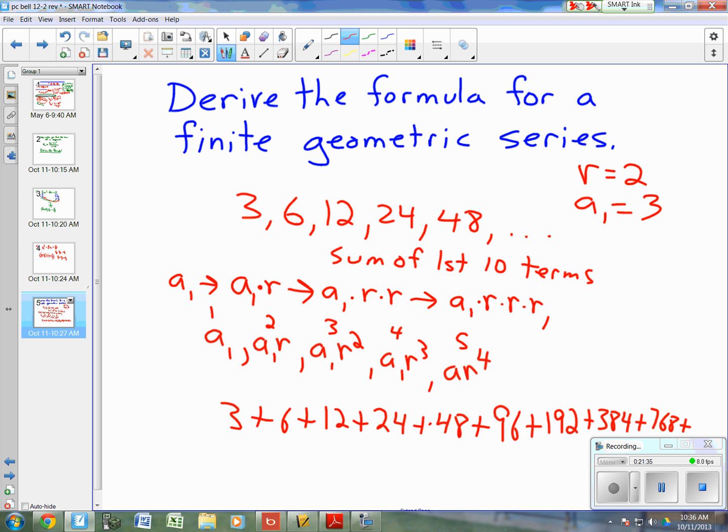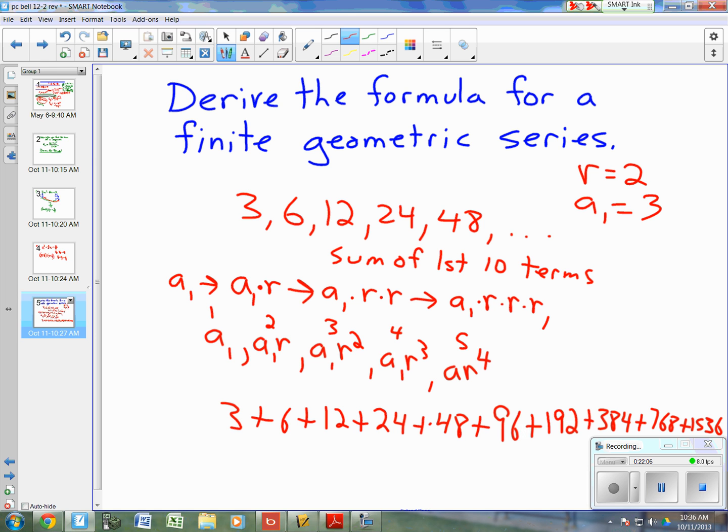1536. And I could add all those up and I could get it, right? But what if all of a sudden I said, find the sum of the first 20 terms? Or the sum of the first 100 terms? Okay, that would be terrible if you had to do it this way, wouldn't it? But that's why we have the formula.